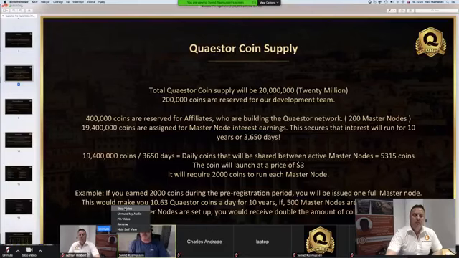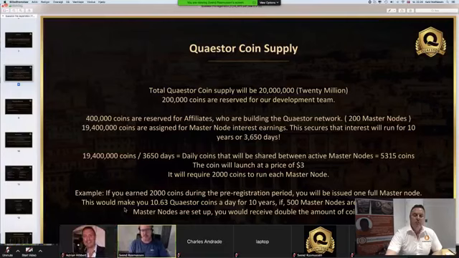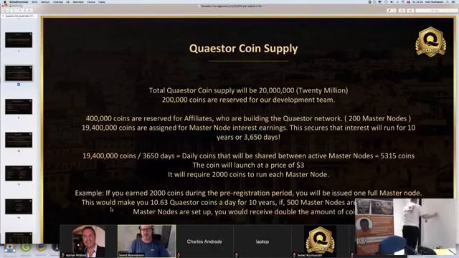So instead of creating a coin with 1.5 billion coins, like a lot of the others, we created a coin that leans upon Bitcoin and said, we want to create a coin that has 20 million coins as a total supply. And we will not have that total supply mined out until a period of 10 years has gone by.